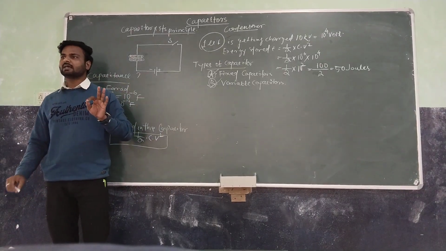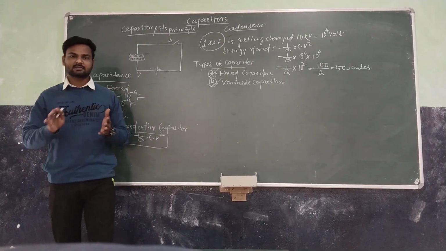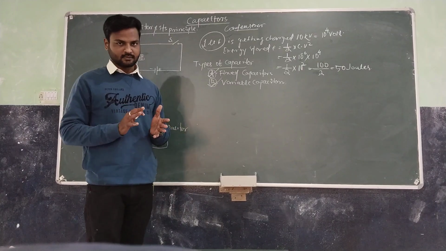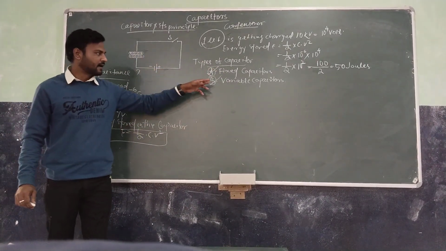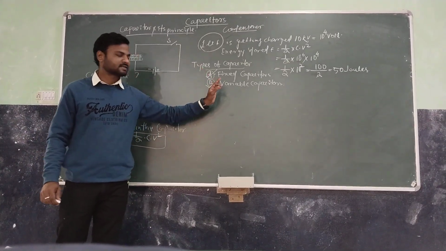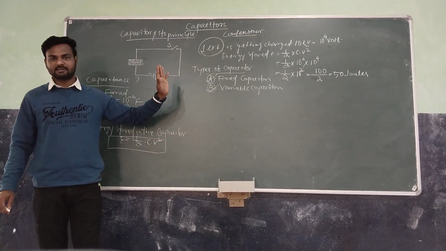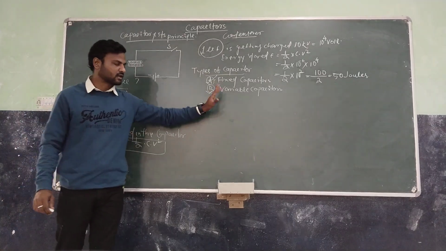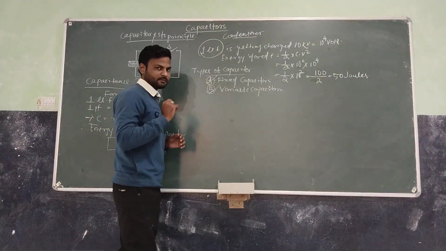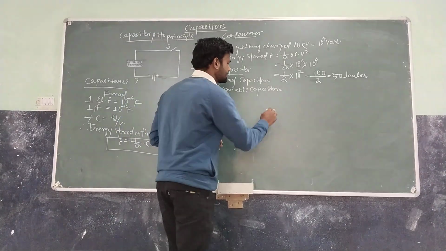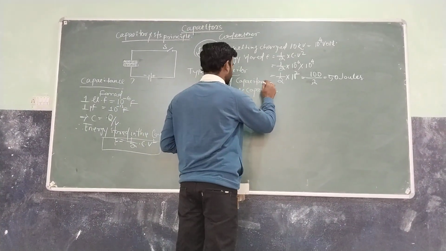A fixed capacitor is a capacitor whose capacitance value is fixed. And a capacitor whose capacitance value varies is known as a variable capacitor. Fixed capacitors are basically of 4 types.